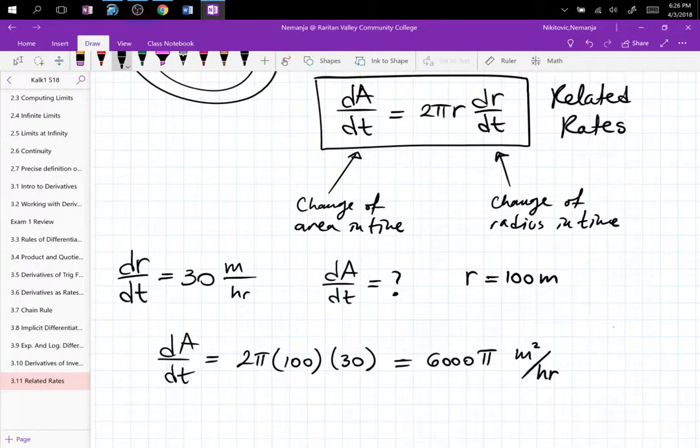That's about 18,000, right? More than that, because pi is 3.14, so think about 20,000 meters squared. And that's the growth. It's a lot. This is about 20,000 meters squared per hour.